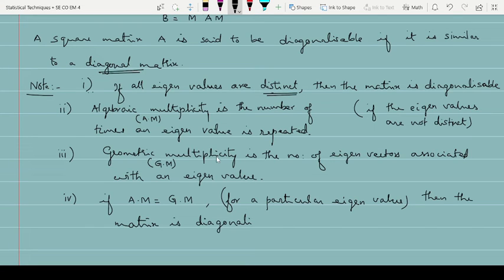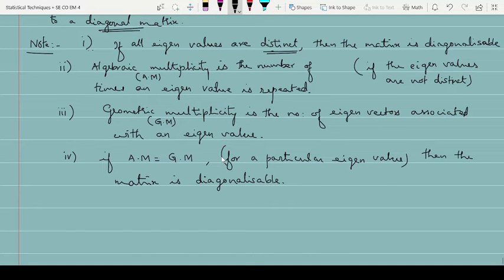Okay. So now what does it say? Suppose you have a characteristic equation, say lambda cube minus 11 lambda square plus 7 lambda. Like that you have a characteristic equation. After solving that, suppose you are getting lambda equal to 1, 2, 3. Then there is no question. Directly this matrix is diagonalizable, because the values are distinct.